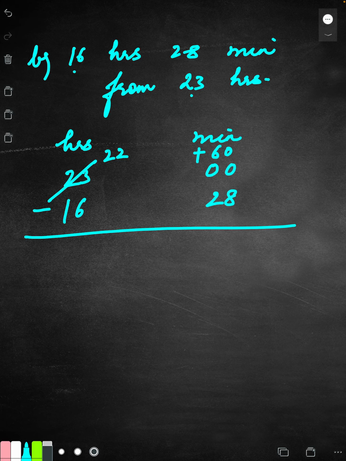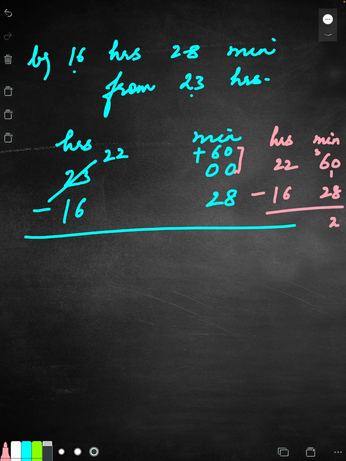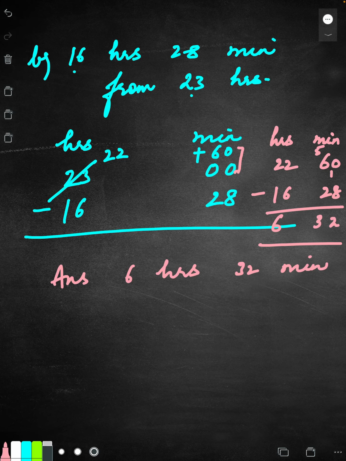So dear children, rewrite it. Just rewrite it. Write again either in the front or below it. Write again hours and minutes. 23 is reduced to 22 when I borrow 1 from it. When both of these are added, I get 60. I add 60 and 0, I get 60. Now I subtract 16 and 28. Right? So this is 10. This becomes 5 and 6. So my answer is 6 hours, 32 minutes. Children, re-listen to the video. Listen to each of my words very, very carefully to understand the subtraction.